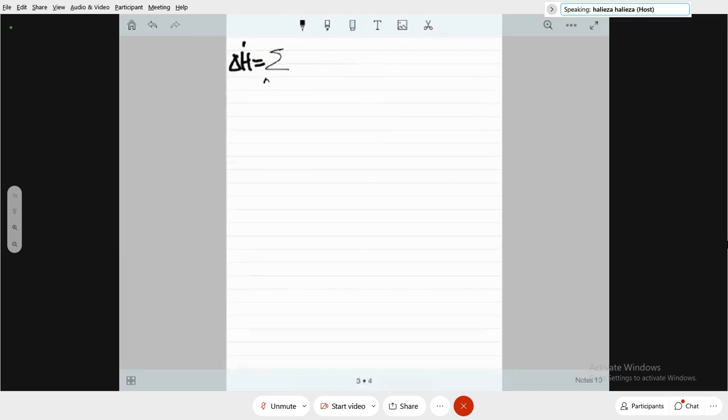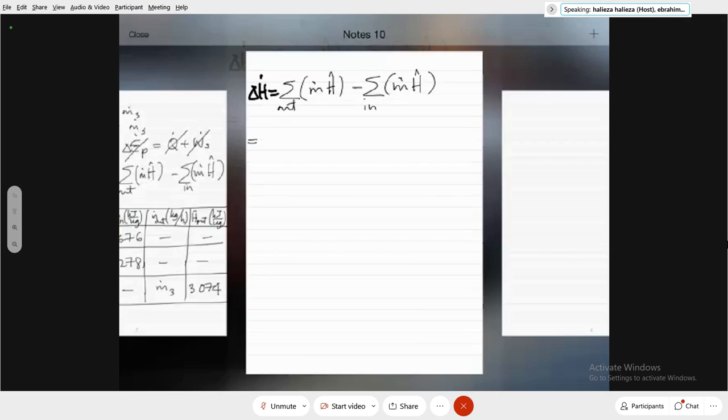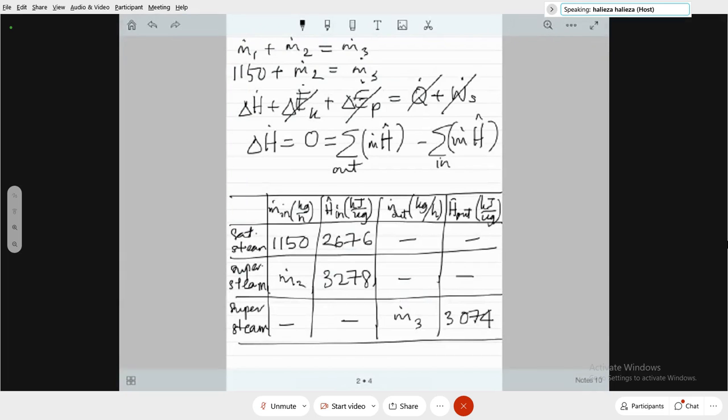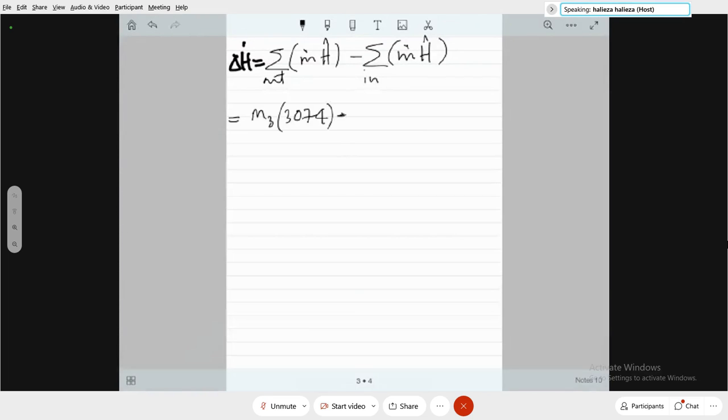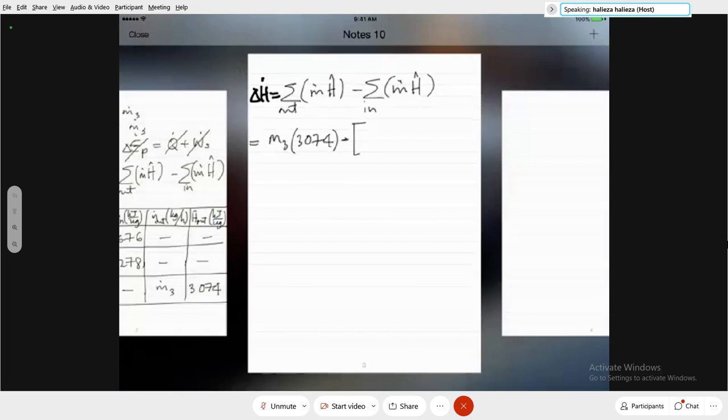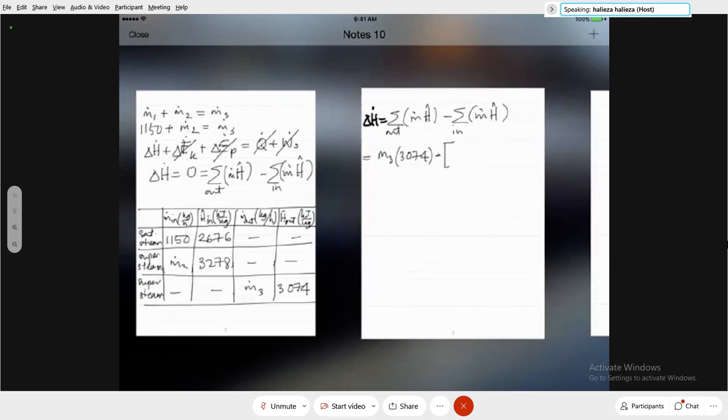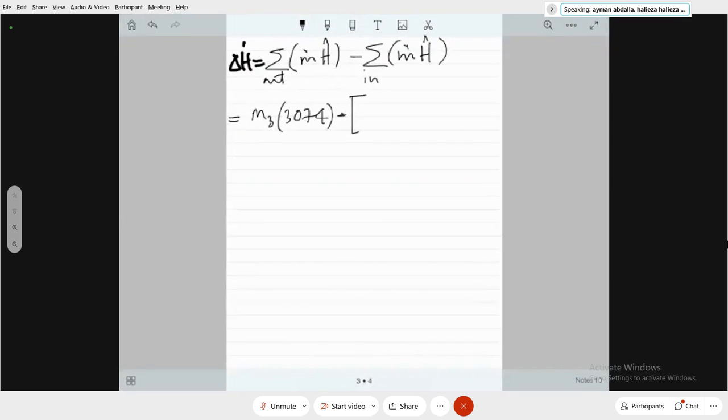Change out, mass. I'm repeating this equation, so you don't have to write this because you already have it written down. So the value of out is M3 times 3074, minus your bracket, because you've got two streams coming in. So let's look at the streams coming in. 1150 times 2676, plus the other stream, which is M2 times the corresponding enthalpy 3278.